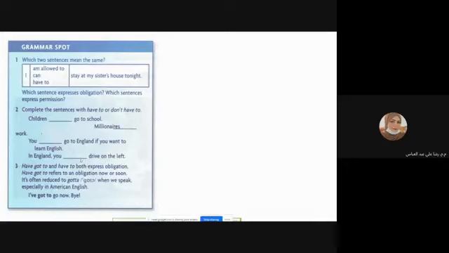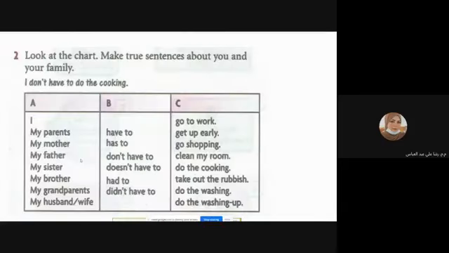Okay? This is the difference between have got to and have to. We move to another slide. Here, look at the charts, the table. Make true sentences about your family. I don't have to do the cooking. This table talks about have to in detail.